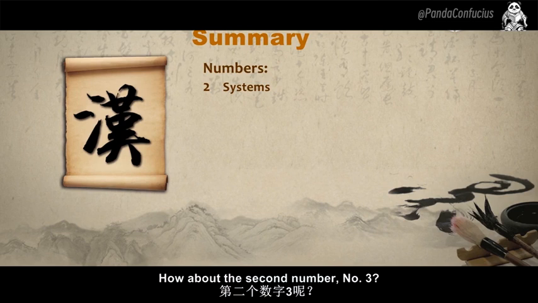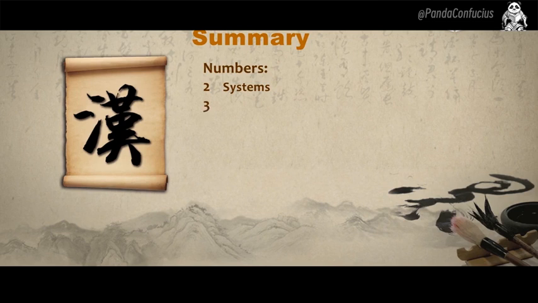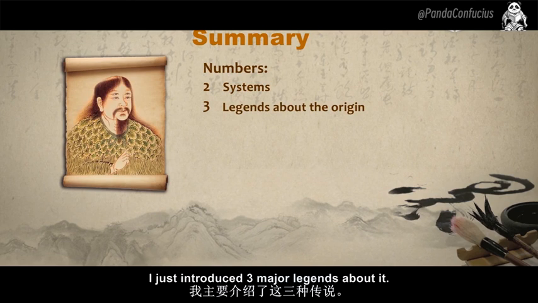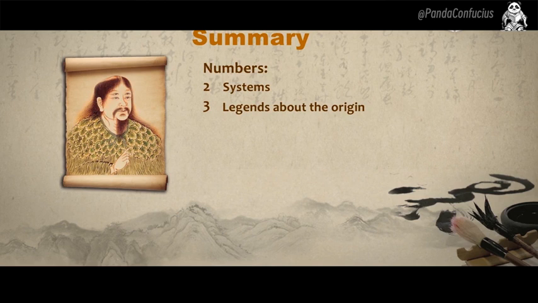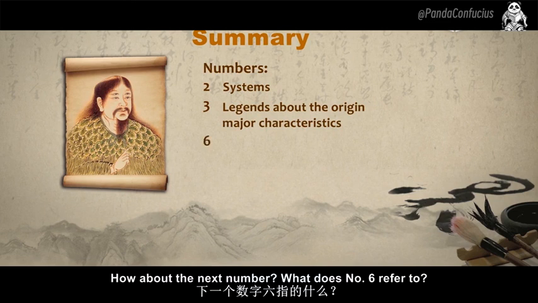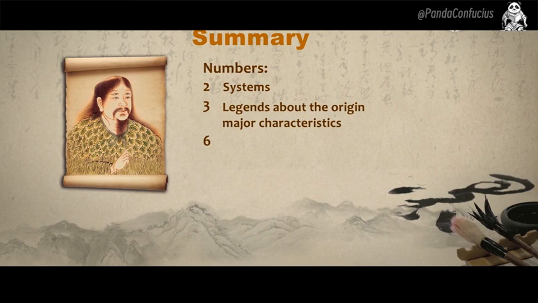How about the second number, number 3? The first one is about the 3 legends concerning the origin of Chinese characters. I just introduced the 3 major legends about it. Also, we just mentioned the 3 major characteristics of Chinese characters. How about the next number? What does number 6 refer to?